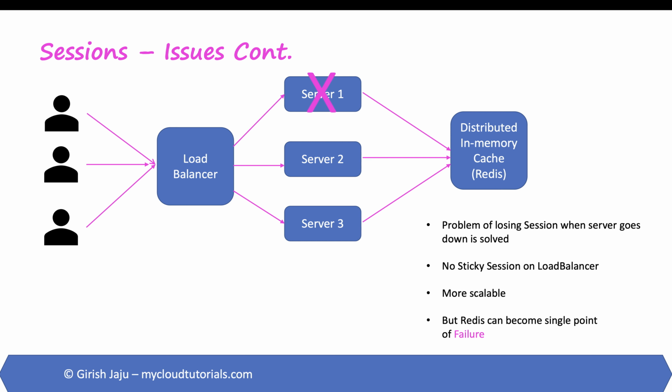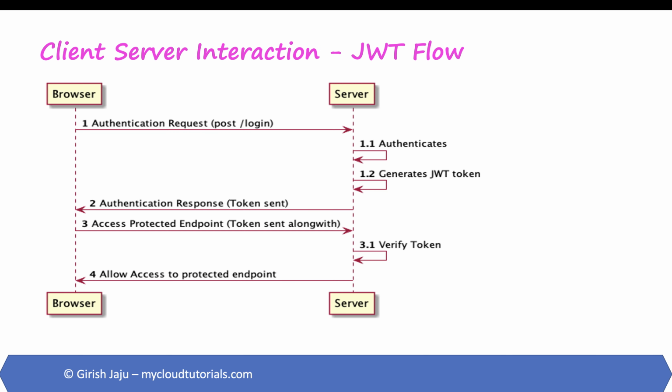With JWT, servers don't store anything about the user session. They generate a token and give it to the client. Now it's client's responsibility to send the token along with every request, which server then verifies. So let's see the flow, how this works in a client-server interaction using JWT.